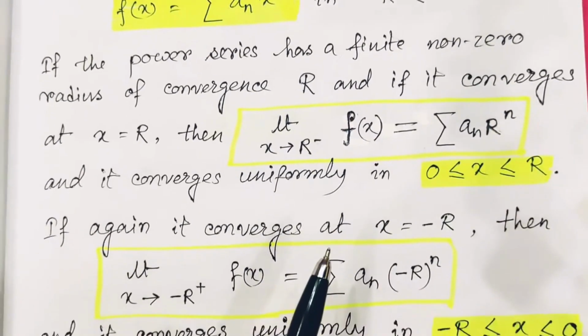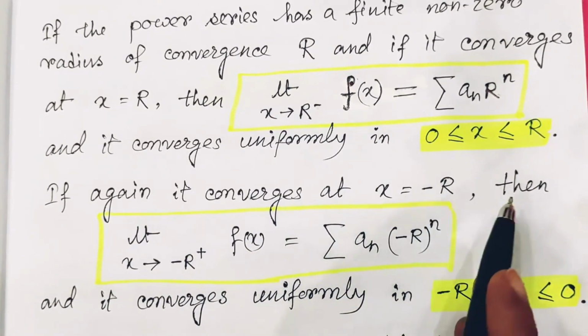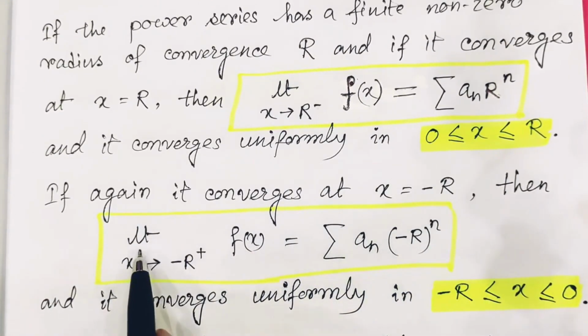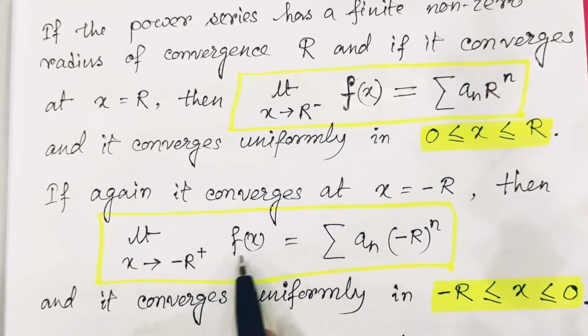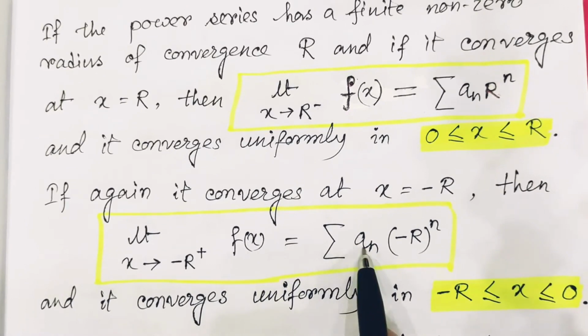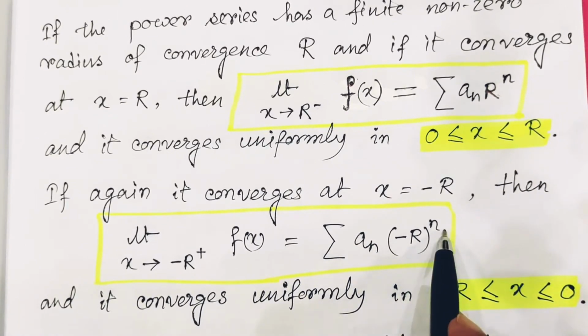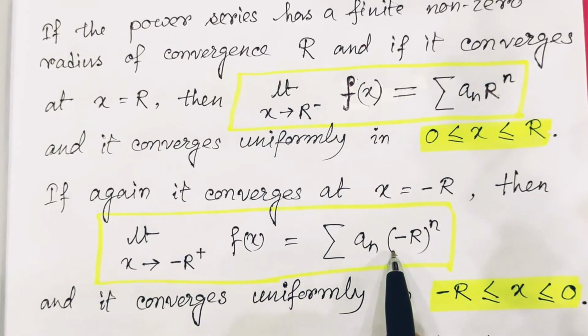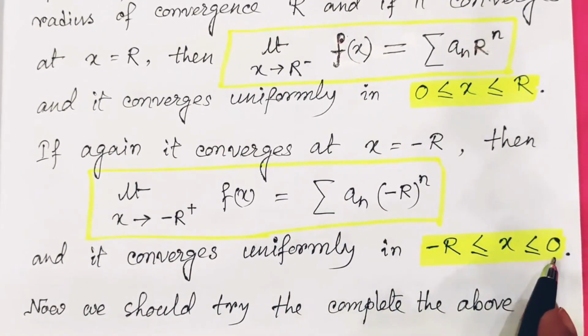If it again converges at x equals minus r, then what happens? We take the limit x tends to minus r positive. The value f(x) equals summation of a_n. Here we substitute (minus r) to the power n instead of x, and it converges uniformly in minus r to 0.